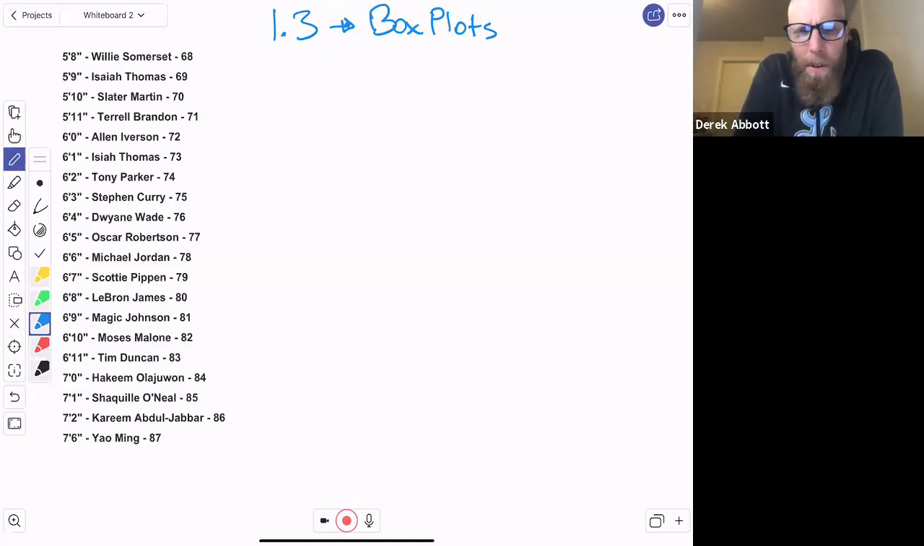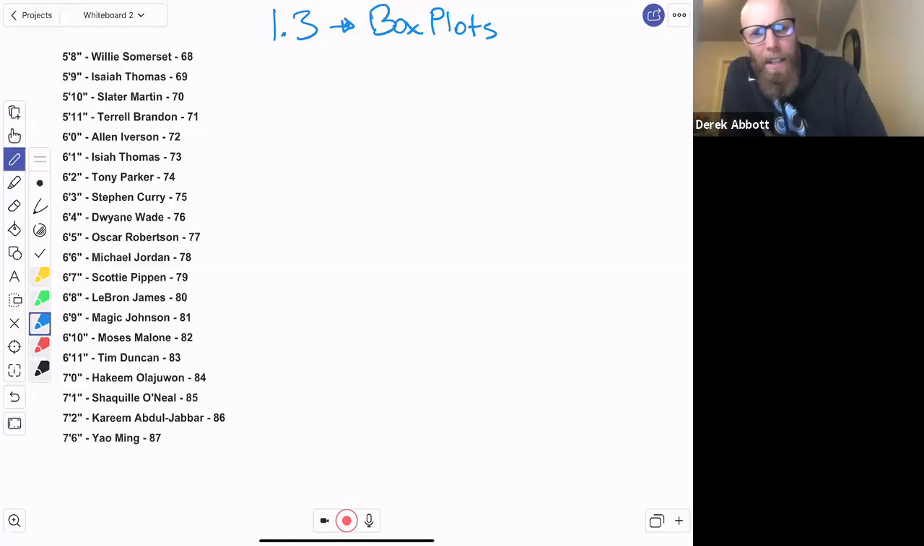So the first thing you want to do is take a data set like this, input the data, and then we're going to go find different values. Since it's already in order from least to greatest, you have 5'8", Willie Somerset, up to Yao Ming, which is 7'6". On the other side, I went ahead and changed those all to inches. So 5'8" is 68 inches, a 6 foot tall is 72 inches, a 7 foot tall is 84 inches, right?